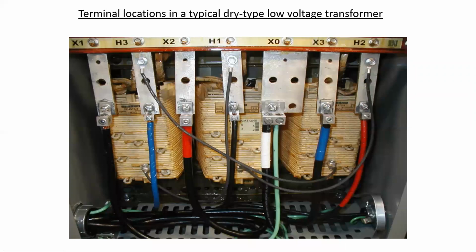This is generally what you would see inside a transformer. We've got lugs that are coming down, and those bus bars are connected to lugs, and the lugs are then connected to the transformer winding.